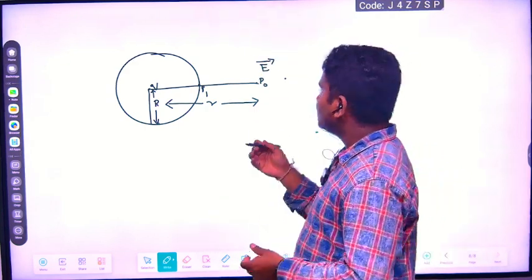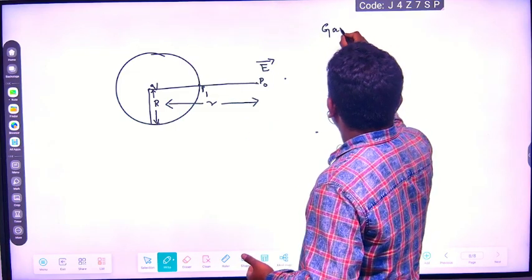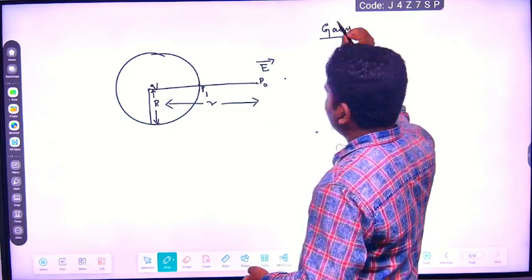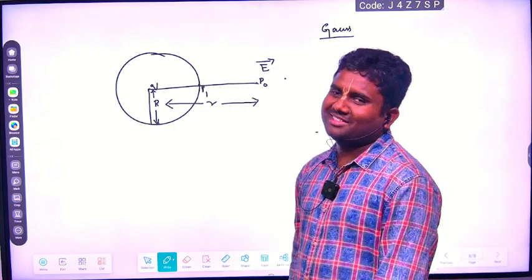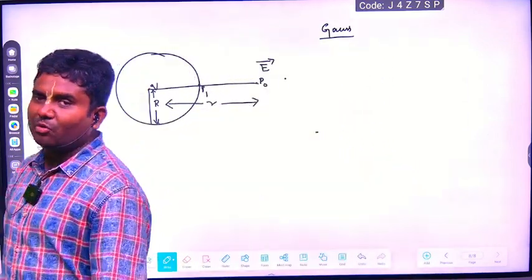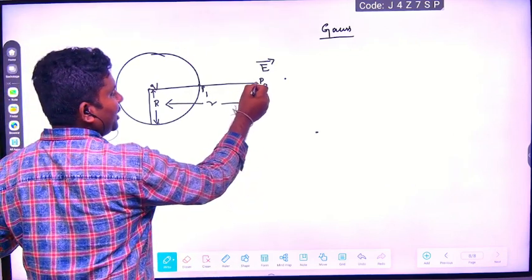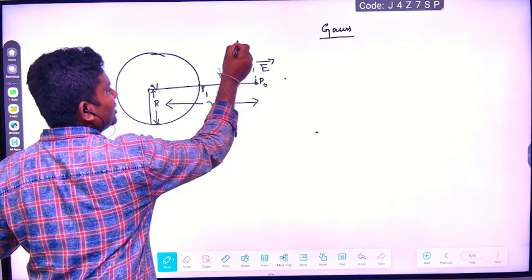We can find it using Gauss law. So, what does Gauss law say? Gauss law says, please draw the Gaussian surface. Gauss says, please first draw the Gaussian surface. How can we draw the Gaussian surface? Where they are asking to measure the electric field, through this point, please draw the Gaussian surface.